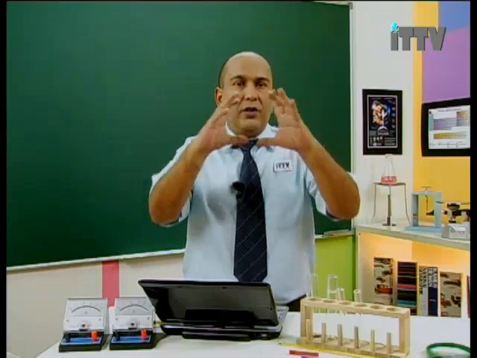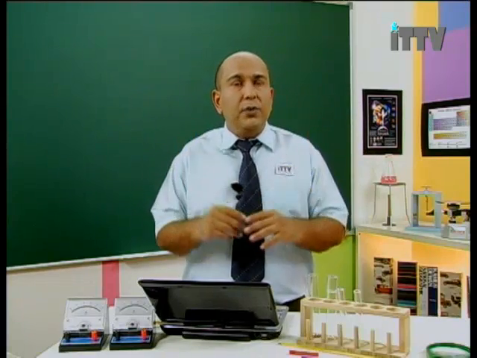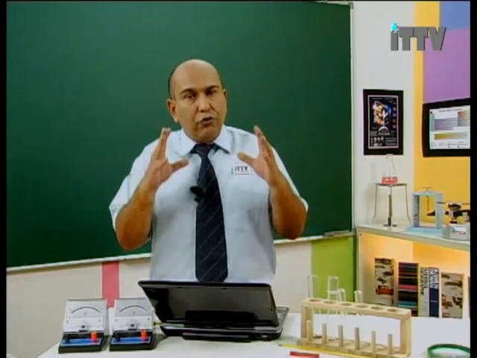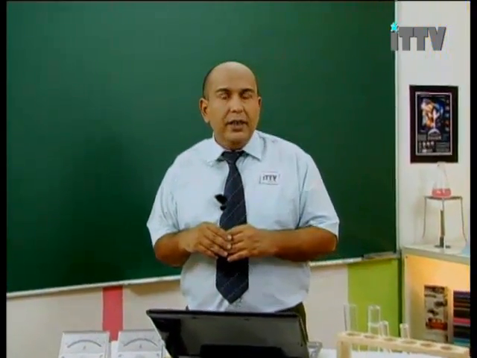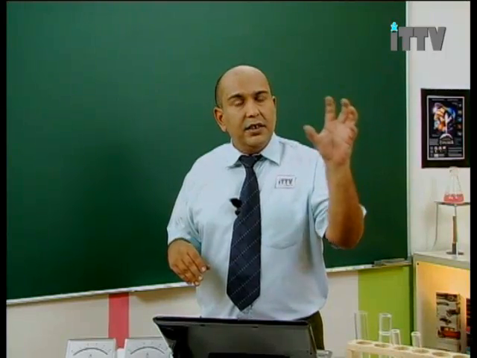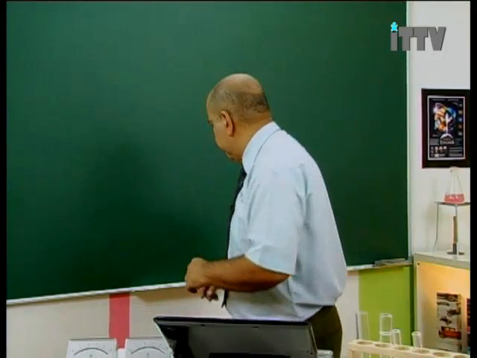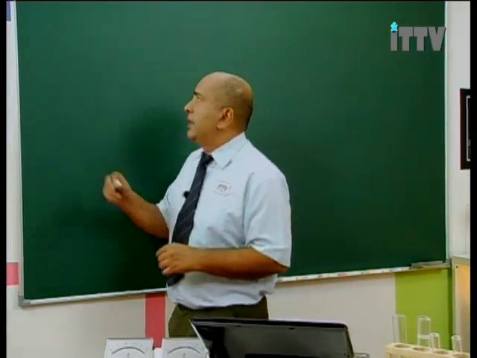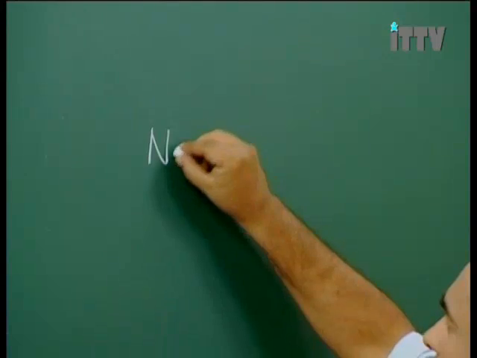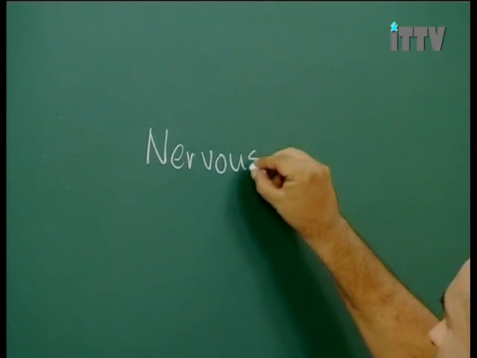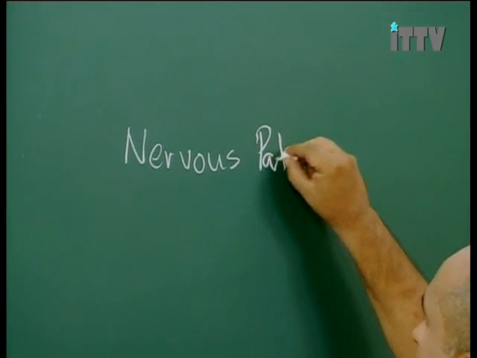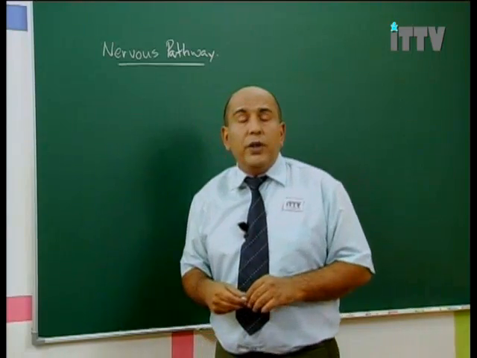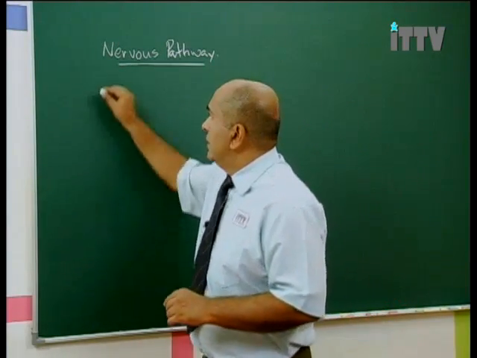Now, how are they connected to each other? They're connected to each other through a simple pathway. Let's go up to the board and draw the typical pathway that connects the stimulus, receptor, and effector. So what we are looking at is a nervous pathway. Now, as we said, we always start with a stimulus.